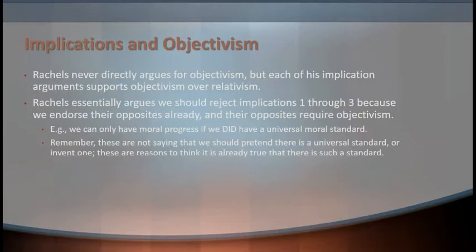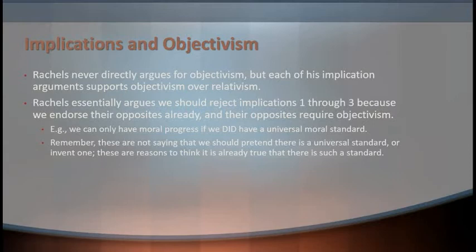Now, with all of these implications, Rachels never explicitly says that we should endorse objectivism. But all of these implications seem to support objectivism over relativism. Rachels is essentially arguing that we should reject implications 1 through 3 because we already believe their opposites. And those opposites require objectivism to make any sense.